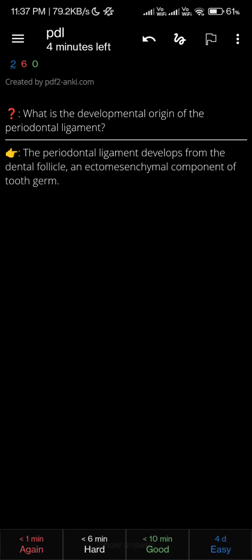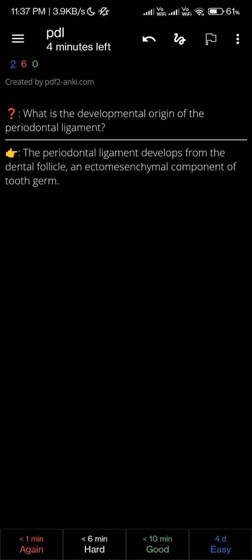What is the developmental origin of the periodontal ligament? The dental follicle, undifferentiated ectomesenchymal cells. It develops from the dental follicle, an ectomesenchymal component of the tooth germ.